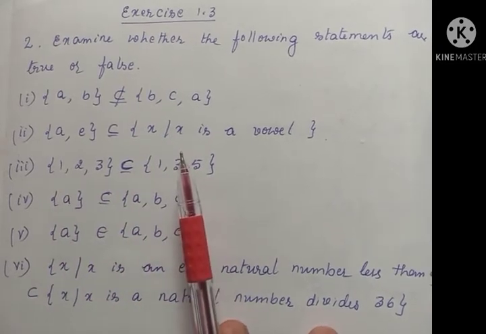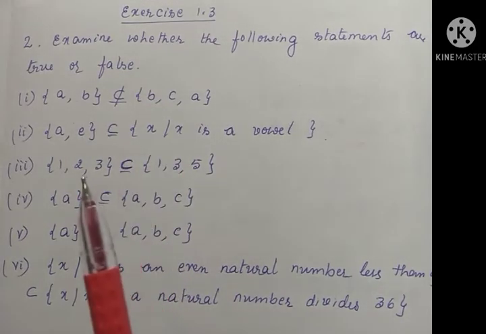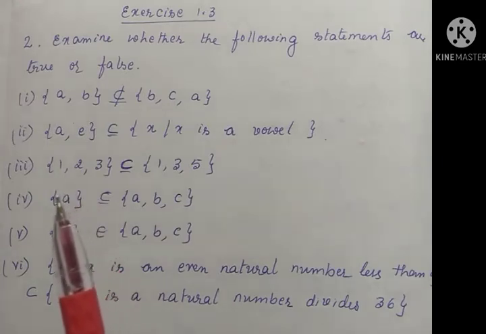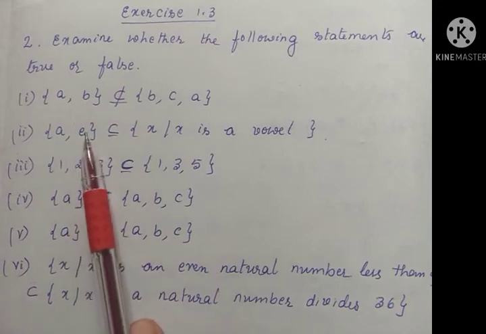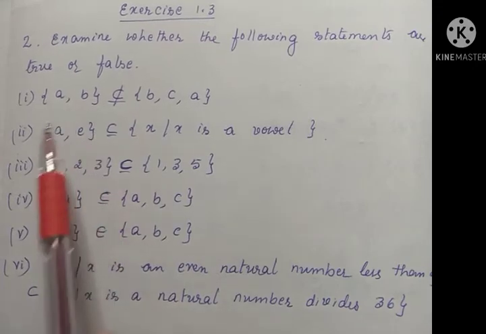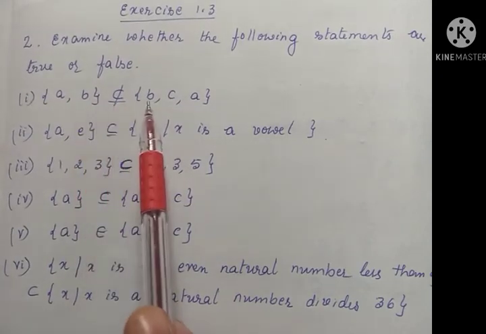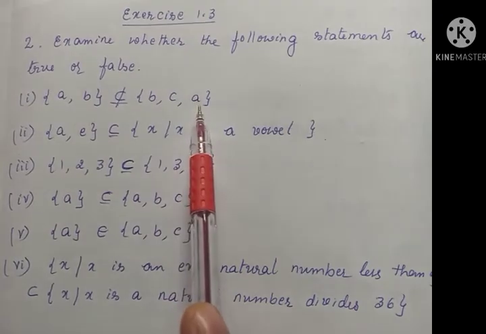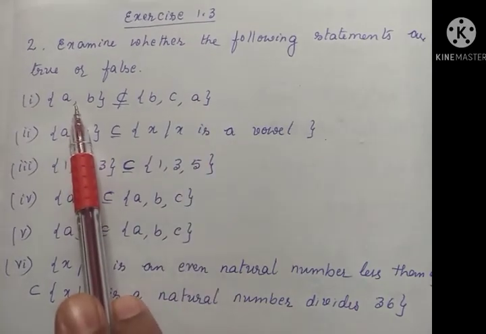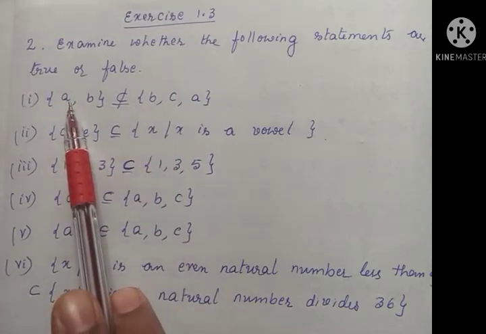Examine whether the following statements are true or false. We can say whether this is true or false only if we know the definition of subsets and proper subsets. The first one, we read this as a set having the elements A and B, and this is a set having the elements B, C and A. Clearly the second one is bigger than the first one.